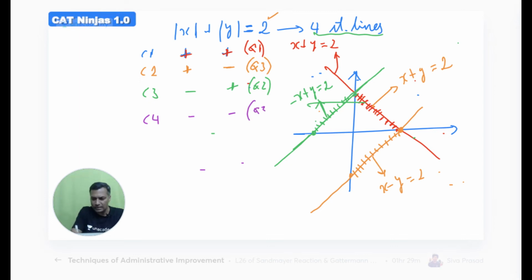All right, it has to be quadrant 3. All right, quadrant 3, guys. I think this is a quadrant 4. I made a mistake there. Yeah, quadrant 3. All right, both negative comes in the quadrant 3.